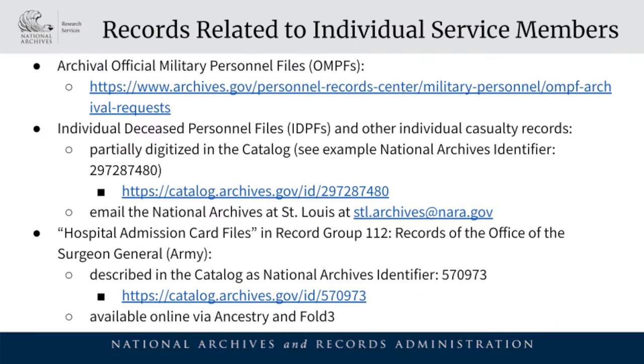Finally, if you want to learn more about individual service members, there are several different types of records you may wish to explore. First, of course, are the OMPFs, or Official Military Personnel Files, for World War II. These are considered archival records, and they are in the custody of the National Archives in St. Louis. If you are researching someone who was killed during World War II, we also recommend that you request a copy of their individual deceased personnel file, or IDPF.